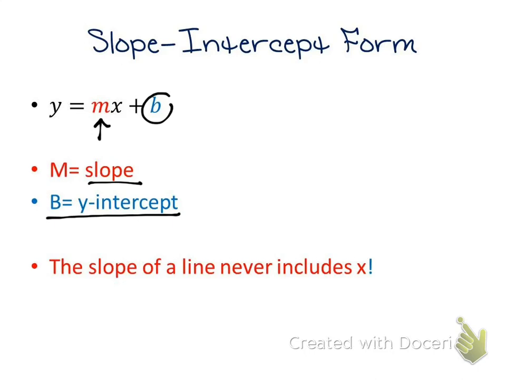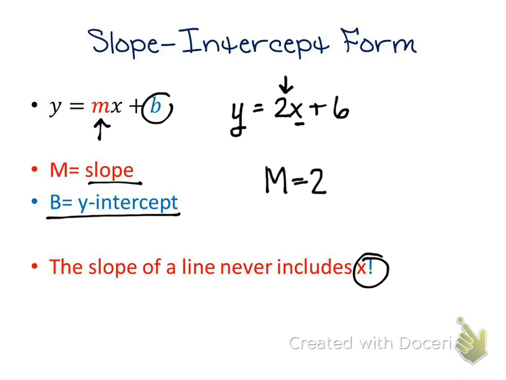When you have an equation in slope-intercept form, you will always have y equals, and we'll have a number here, 2x plus 6. Okay, this is a good example. X and y are always x and y. They're never going to be a number. So our m is always in front of the x, but it never includes x. If I were to say, tell me the slope of this equation, you would say m equals 2, not m equals 2x. That would be wrong. It's only m equals 2. And then if I said, what's the y-intercept? You would say b equals 6.